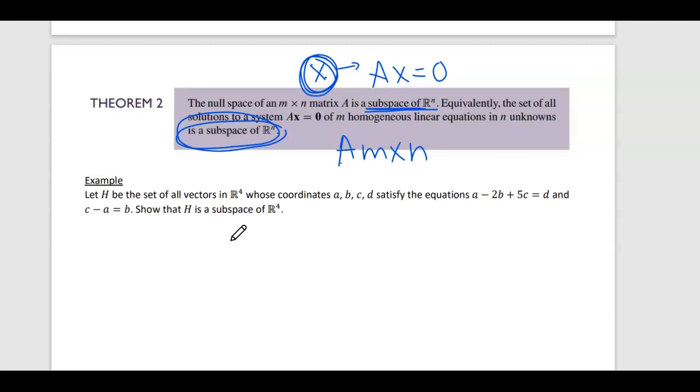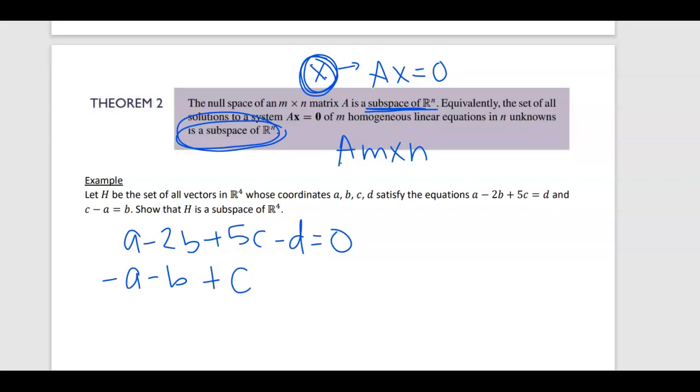Let's look at an example of that. Let H be the set of all vectors whose a, b, c, and d satisfy these two equations. Show that H is a subspace of R4. What we can do here is make this a homogeneous system by saying a minus 2b plus 5c minus d equals 0, and negative b minus a, I'm going to move over there, plus c equals 0. And so this is a homogeneous linear system.